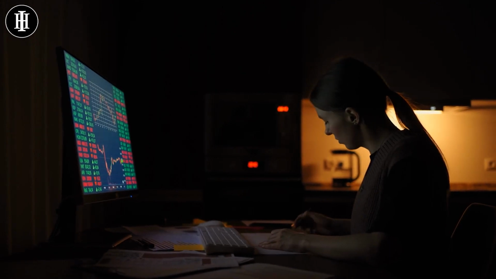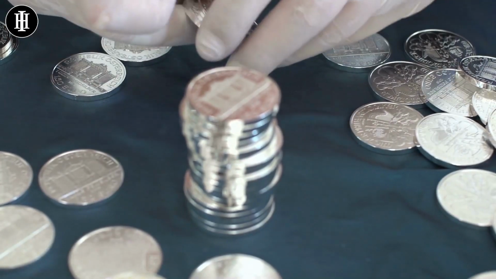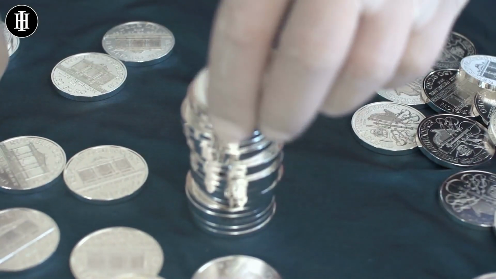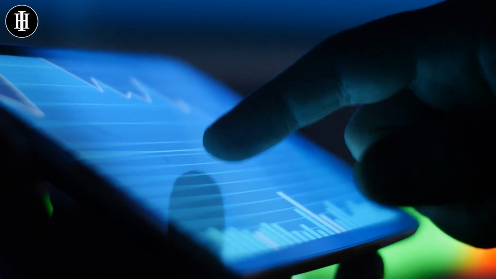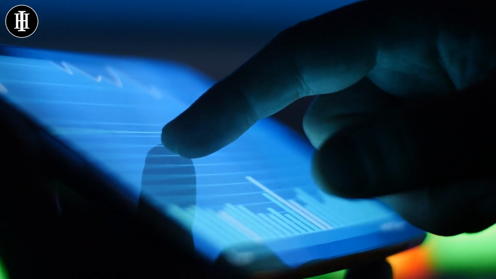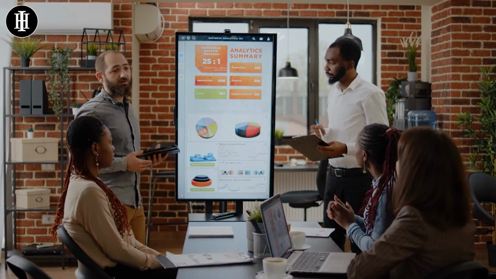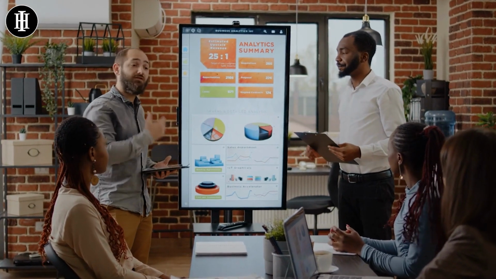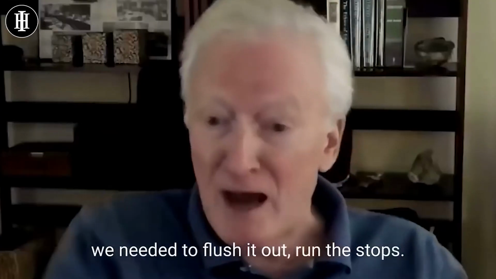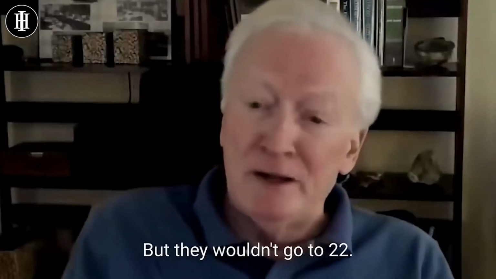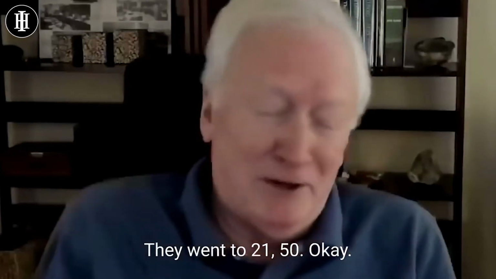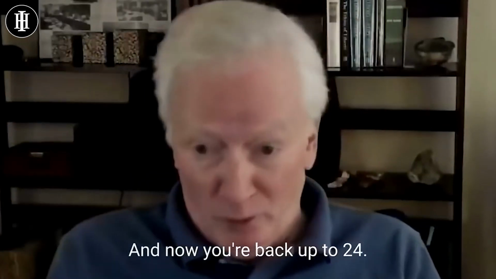Silver has repeatedly come back down to the $22 level on price, nipped it a bit. We thought, frankly, that maybe it would go down and hit 21 just to clear the decks, if you know what I mean. Because there are so many lows that occurred at around 22, going back to the summer of 2020, that maybe we needed to flush it out, run the stops. But it wouldn't go to 21. It went to 21.50, okay? And now you're back up to 24.